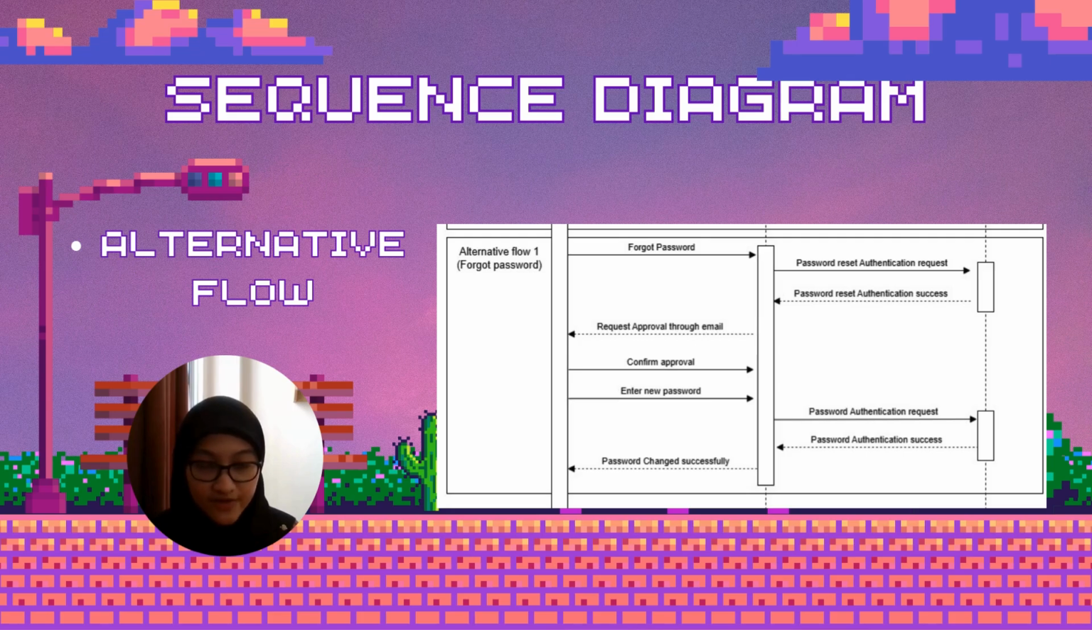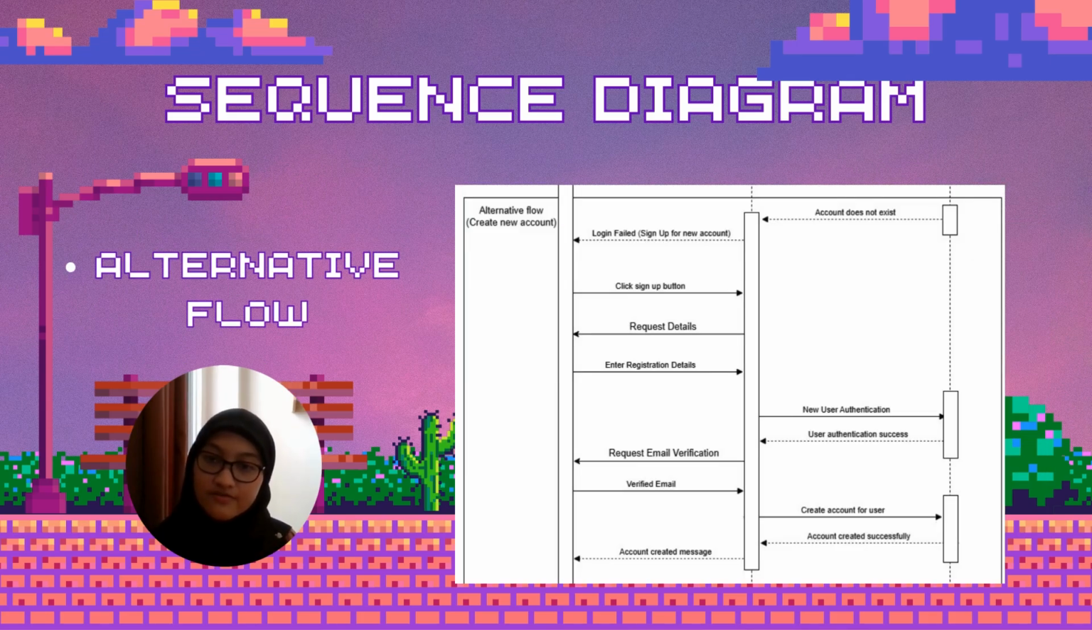User will then confirm the approval of making new password and will be able to enter a new password. System will then send a new password authentication request to the database and the database will approve it. System will then let the user know that the password has changed successfully and user can use that password to log in to their account.